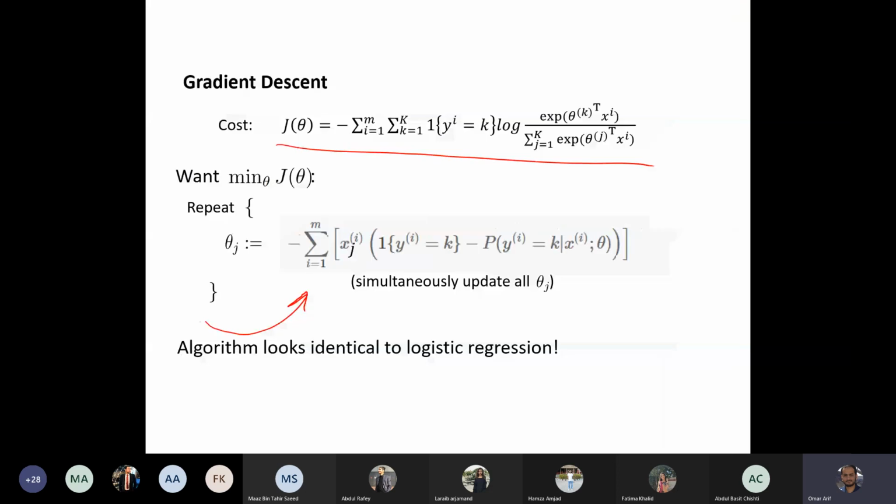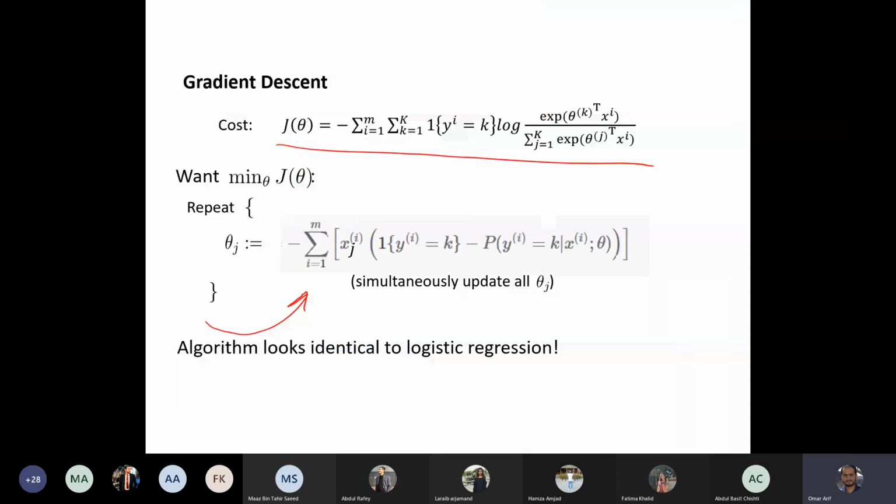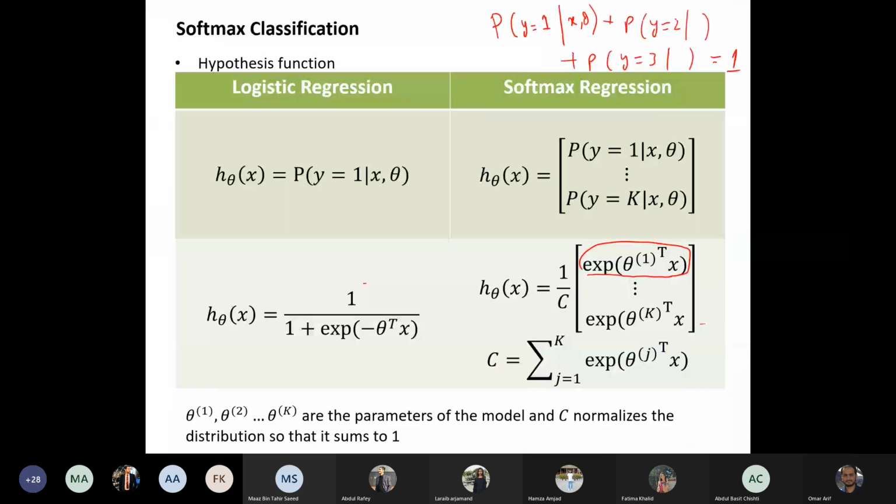I know that I have gone through this very quickly, and the idea is that once you know the logistic regression loss function, then softmax or multi-class regression is very similar to that. We have gone through the equation and discussed that the loss function reduces to the logistic regression loss function if you make the number of classes equal to 2.